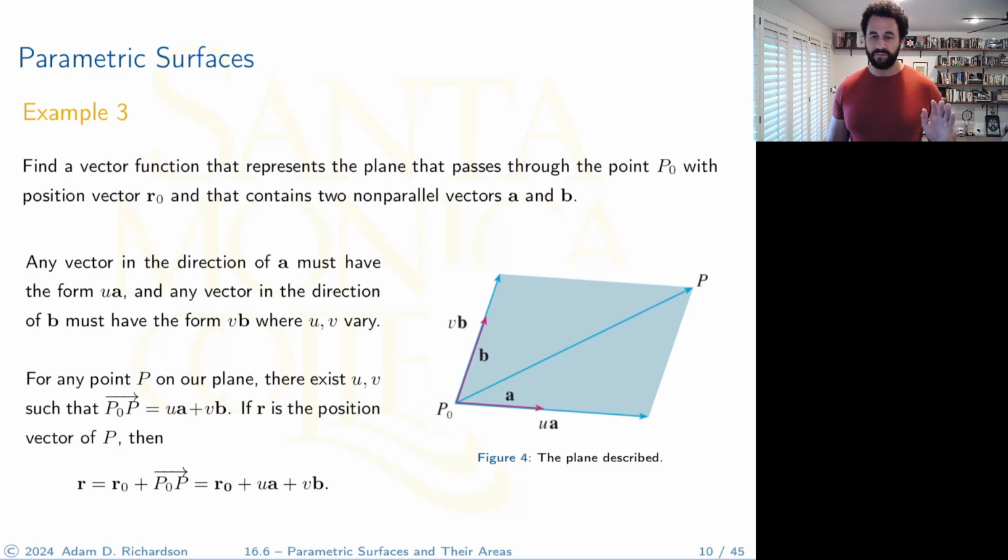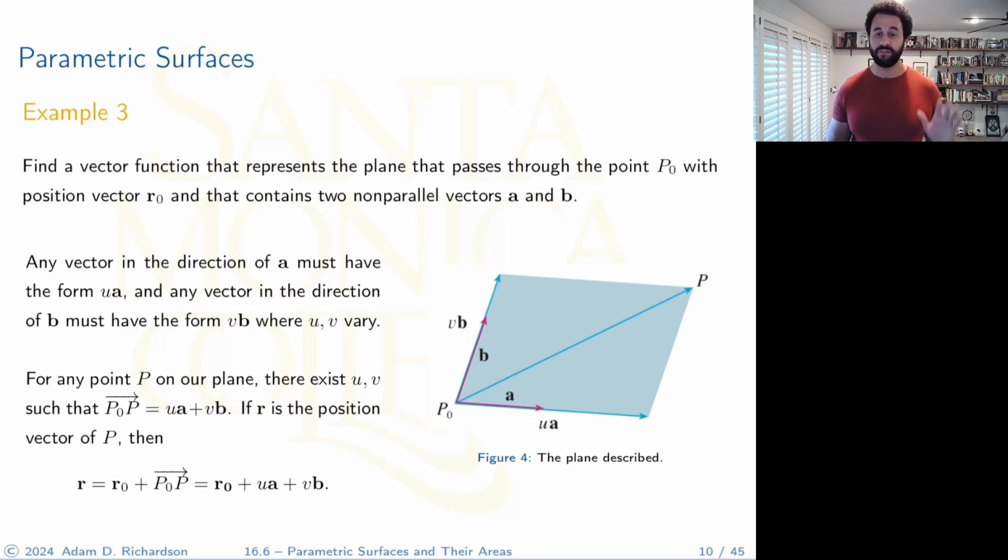Now, that means that for any point on our plane, so here's a secondary point on our plane. Here's the initial point that we're given, right? What that means is that we can describe the vector that goes from P naught to P as a linear combination of these two vectors, A and B. And that's what's happening right here. So this vector that you see right here, P naught to P, you can write it as a scalar multiple of A plus a scalar multiple of B. That's a vector sum, right? So that's how we're describing this, as a linear combination of A and B.